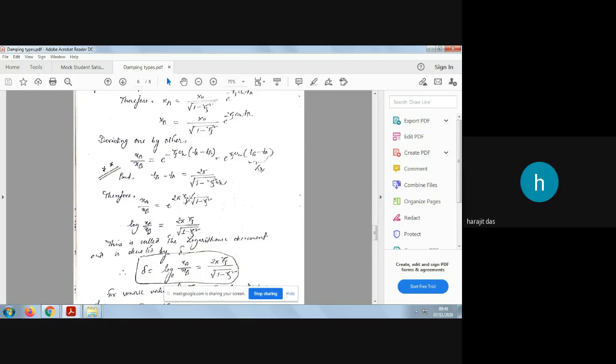Zeta will remain the same. Instead of tb minus ta, we will write 2 pi by omega n under root 1 minus zeta square. Omega n will be cancelled out, so you will get this. If you take the natural logarithm, log of xa by xb, the e term will vanish, giving 2 pi zeta by under root 1 minus zeta square. This is called the logarithmic decrement and is denoted by delta.